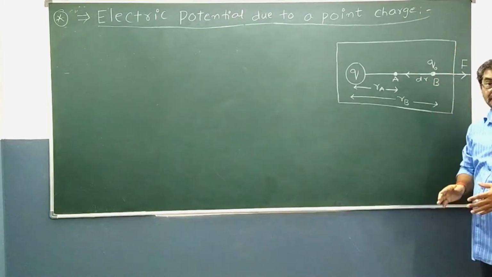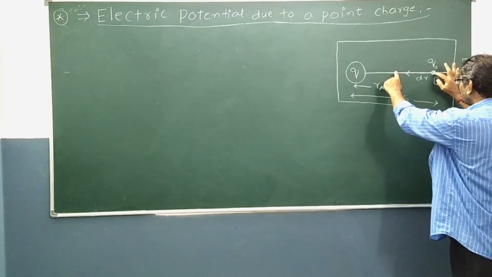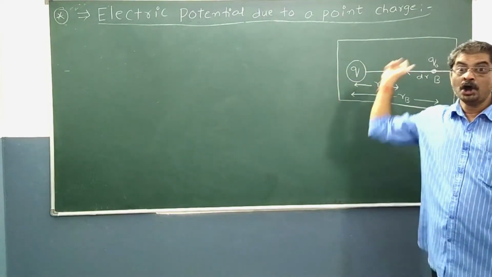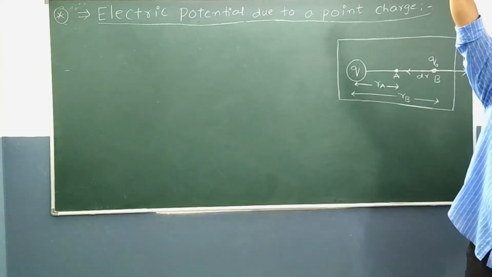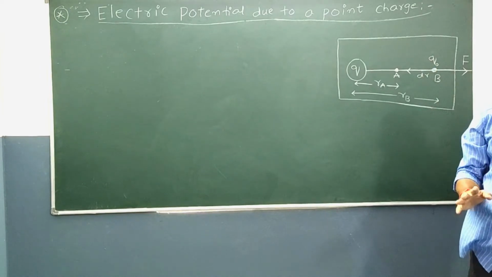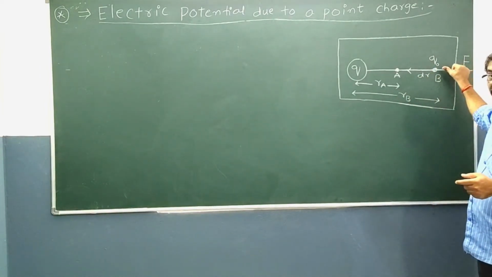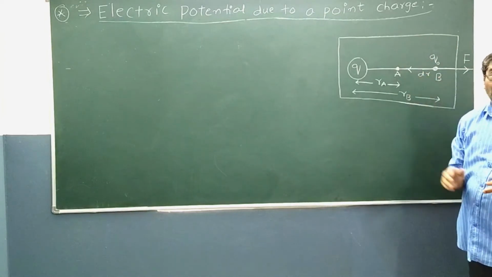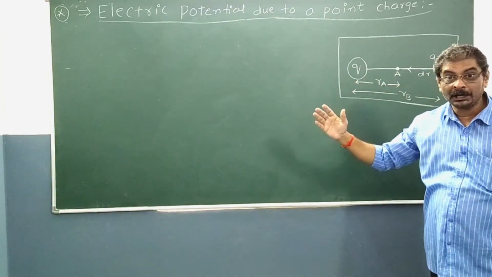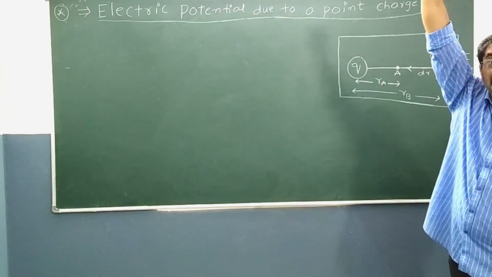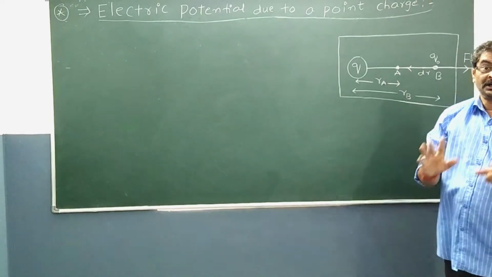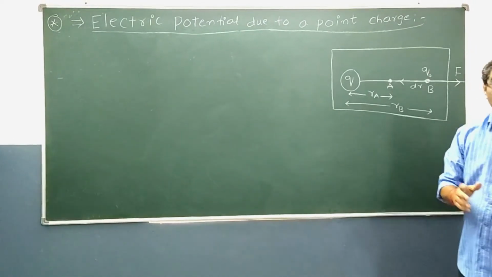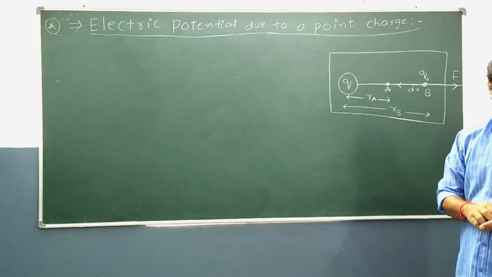The work done to displace the test charge from one point to another point inside the electric field, per unit magnitude of the test charge, is what we call the potential difference between the two points, point A and point B. So you are already familiar.